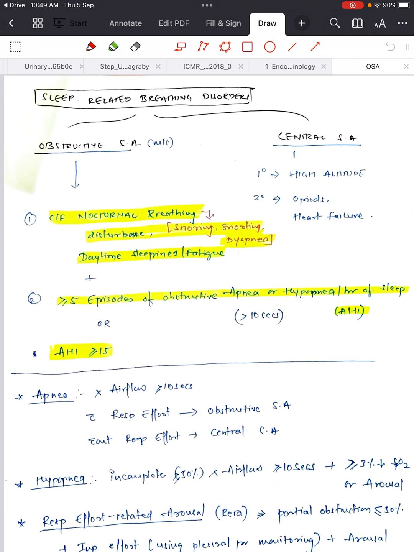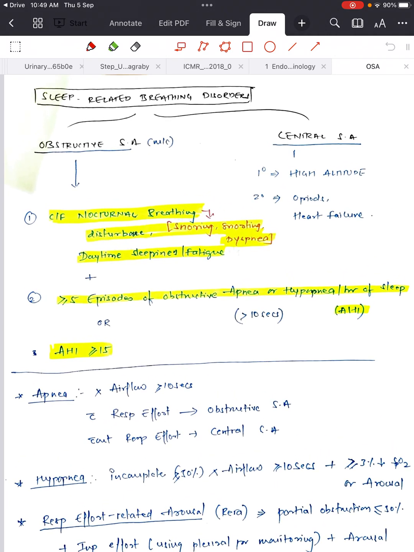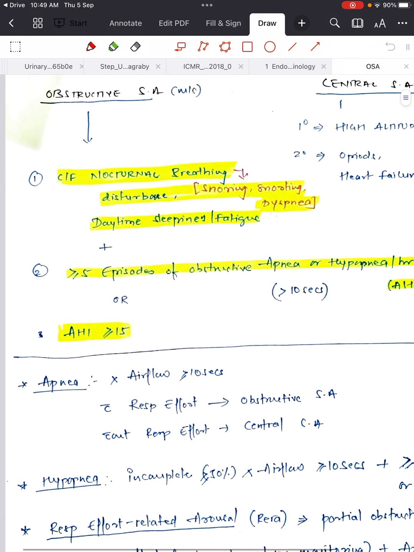Okay, from Harrison itself. There are two types of sleep-related breathing disorders. One which we all know, which is most common, is obstructive sleep apnea, and the second is central sleep apnea. Central sleep apnea is primary, or due to high altitude, where there is hypoxia, and secondly due to medications like opiates or heart failure. So today we'll be discussing more about obstructive sleep apnea.